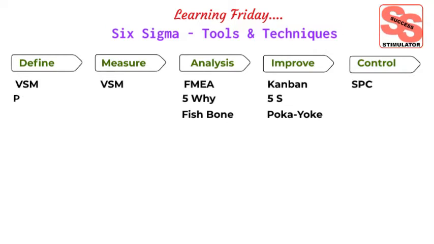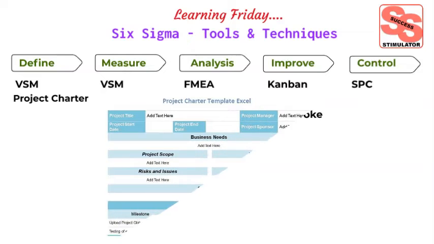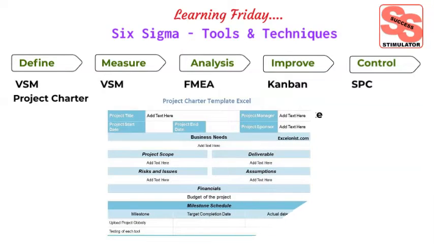Next one is Project Charter. A Lean Six Sigma project charter serves as a roadmap for your project, outlining important facts, objectives, and many other crucial elements. Additionally, it serves as a contract between the project's implementation team and its sponsor, who provides financial support.